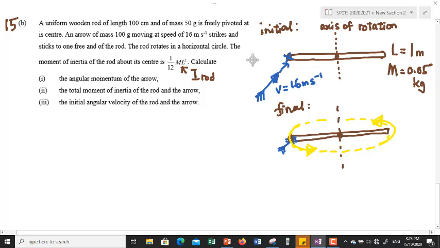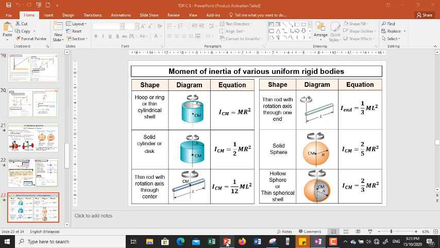Okay, if you refer back to your lecture notes, for various uniform rigid bodies we are going to have different formulas to calculate the value of the moment of inertia. For example, in this question, we have a thin rod, a rod pivoted at the center. So our moment of inertia will be 1/12 ml squared. Okay? Then maybe you are wondering, teacher, how am I going to calculate the moment of inertia for the arrow?